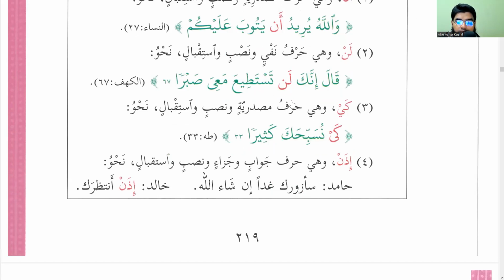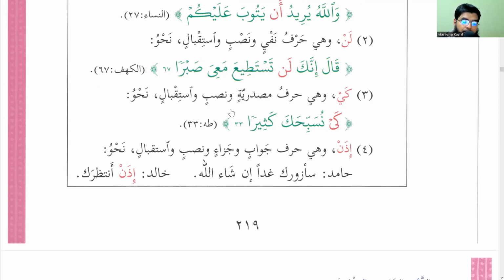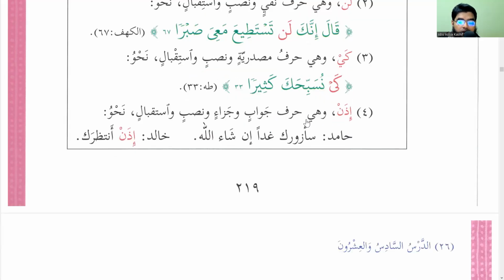Kay wahiya harfu masdariyatin wa nasbin wa istiqbalin. Kay, we just learned kay in idan. So it's harfu masdariya, masdar meaning, and nasb meaning mansub, and istiqbal for future. Kay nusabbihaka kathira. So that we praise you a lot, or glorify you a lot. Sabbah sabbih. And then idan is called wahiya harfu jawabin wa jaza'in wa nasbin istiqbal.